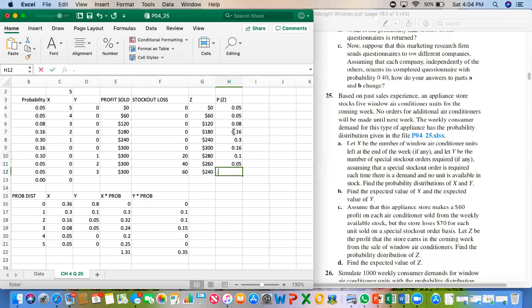0.05, and 0.05. Cool. Now those are the probabilities of the exact rows, but look at row 8 and row 12. What's the value of Z in row 8 and row 12? The value of Z, not the probability. Oh, the value of Z, sorry, 240. And row 12 is 240, yeah.